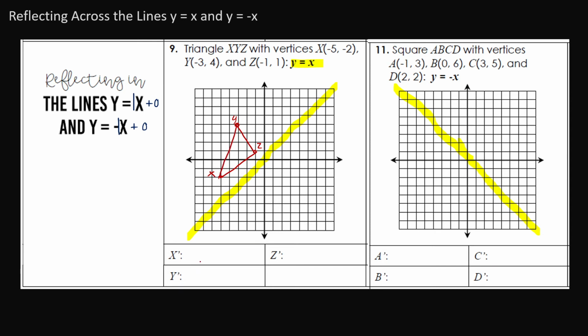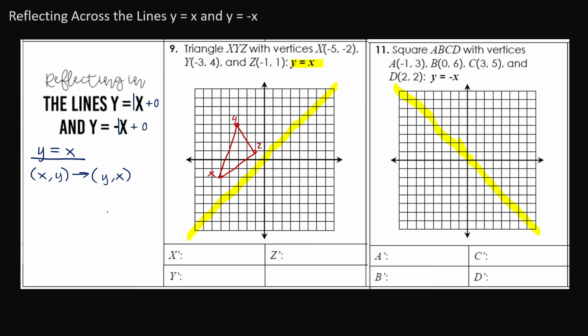So there's something pretty cool that happens when you reflect across these diagonal lines here. So for y equals x, here's the rule that we follow. And it kind of follows the equation of the line, right? So instead of (x, y), we're going to switch the coordinates. It becomes (y, x).